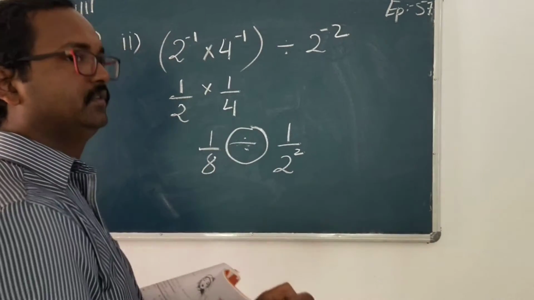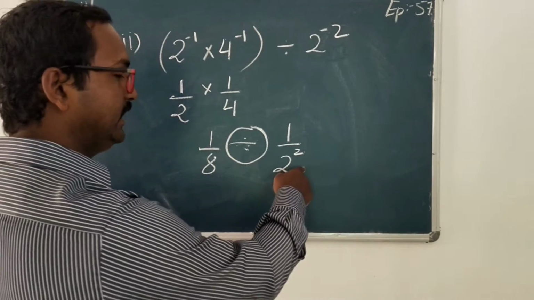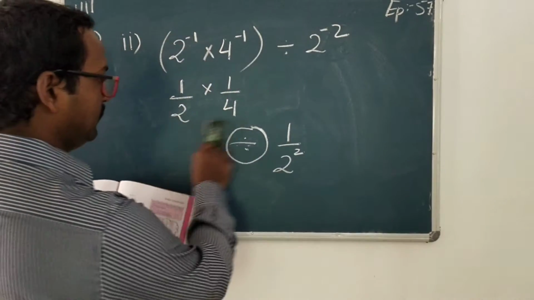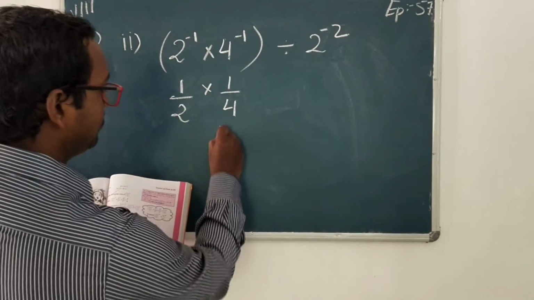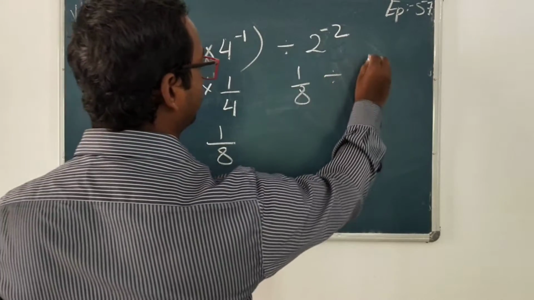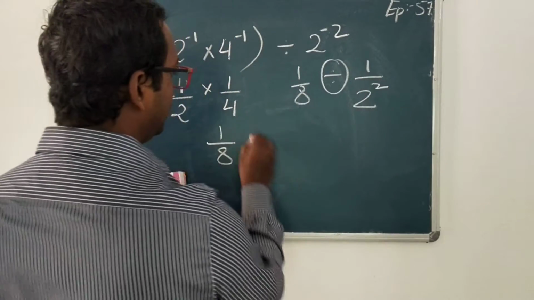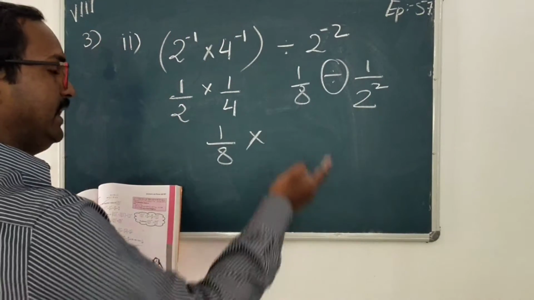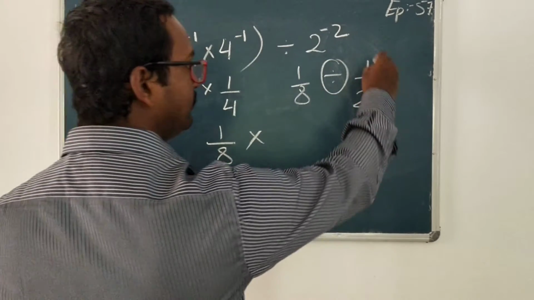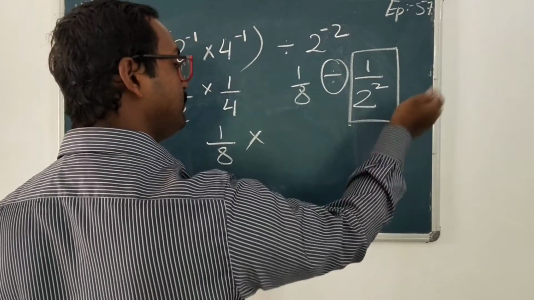Whenever we have division, if we take the reciprocal of the number with which we are dividing, it will become multiplication. Let me show it to you now. See here, the answer was 1 by 8 divided by (1 by 2) power 2. It is division here, and I am making it multiplication. But when I make division into multiplication, remember, whichever number we are dividing by, we have to take the reciprocal of that number.